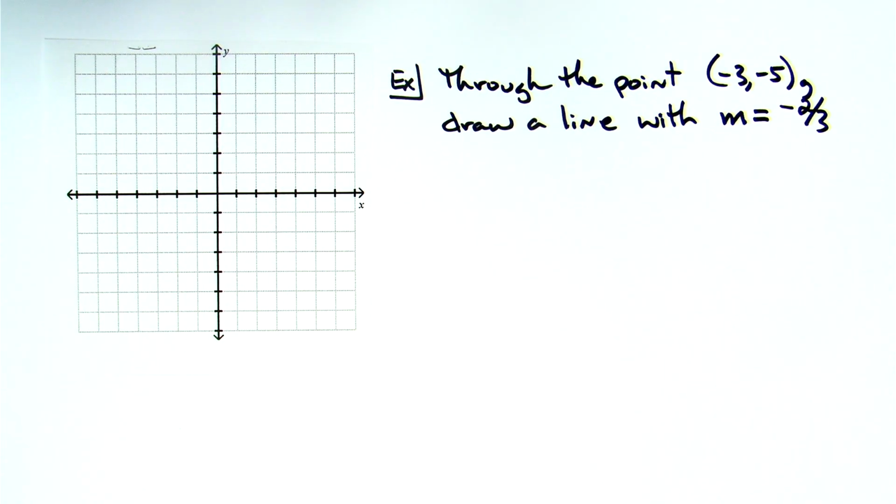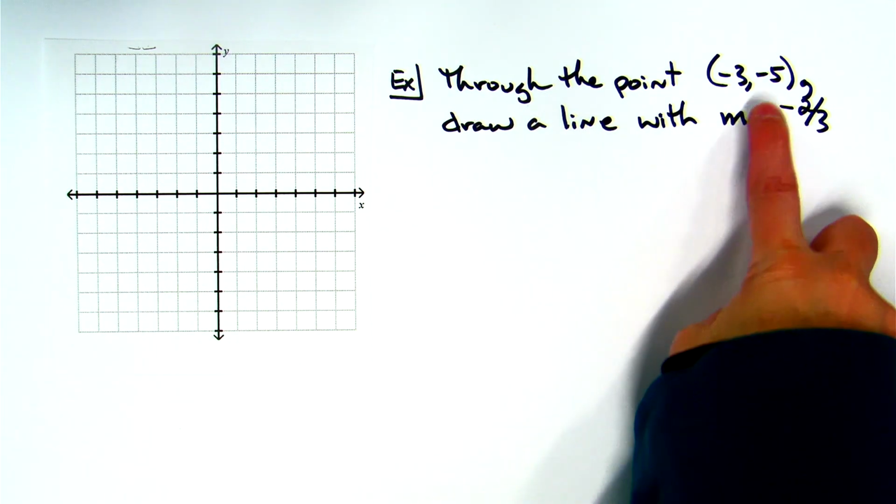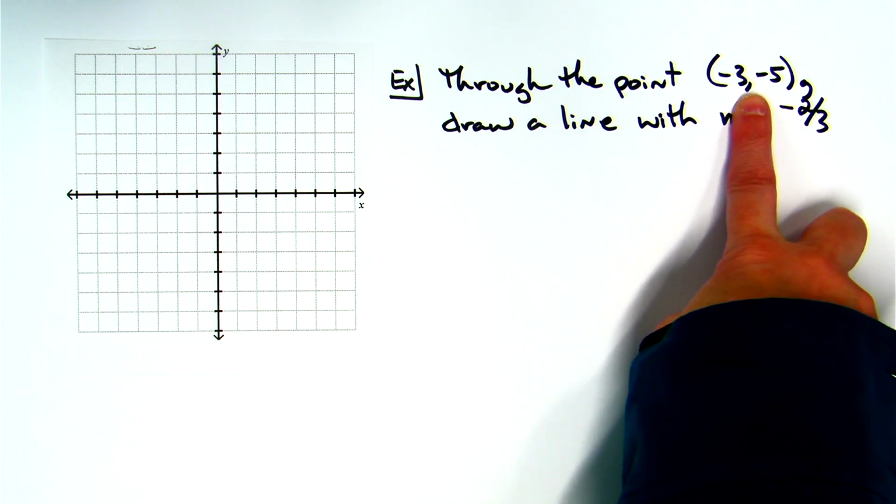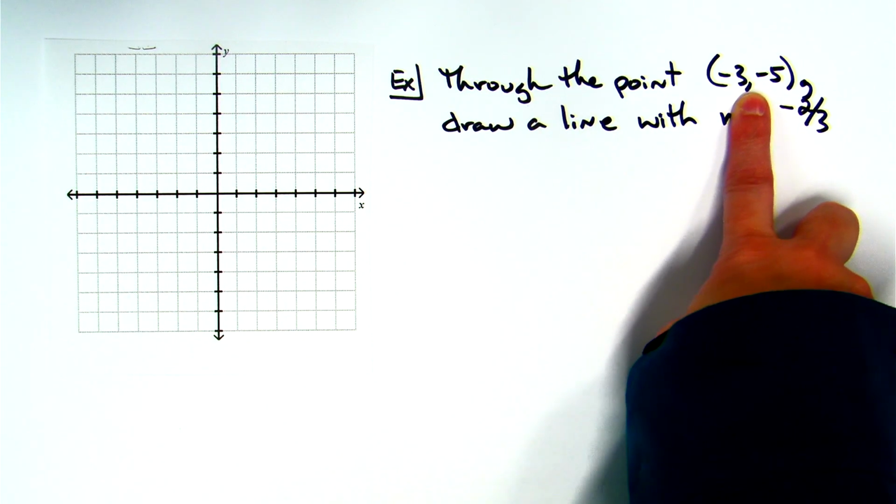Through the point (-3, -5), I want you to draw a line with m equal to -2/3. All right, so if you were going to do this, what do you think would be the first thing you should probably do? Draw the point. Plot that point, because it says through that point, so I know that point's got to be on my line. So let's plot that point.